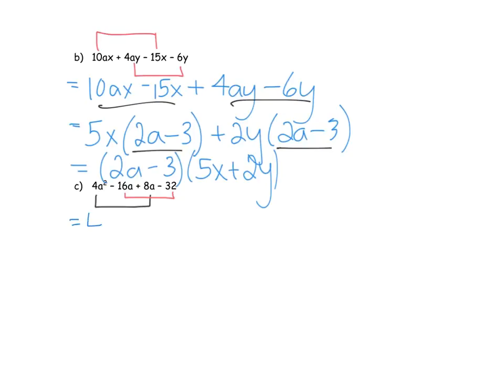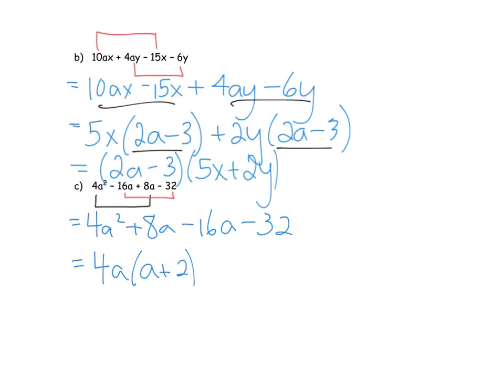So I like to rewrite them beside each other. Okay. And then I'm going to common factor. I get a 4a, and then I get an a plus 2. Okay, and you'll notice in this one, both terms are negative, so it makes sense to pull out a negative 16. And then I'm left with a plus 2.